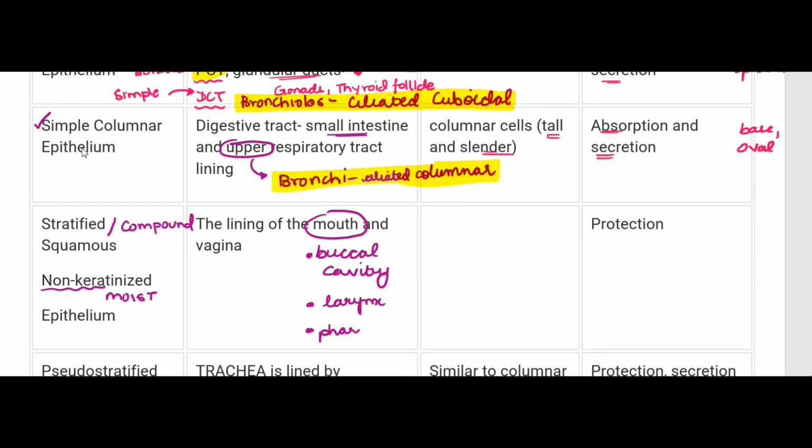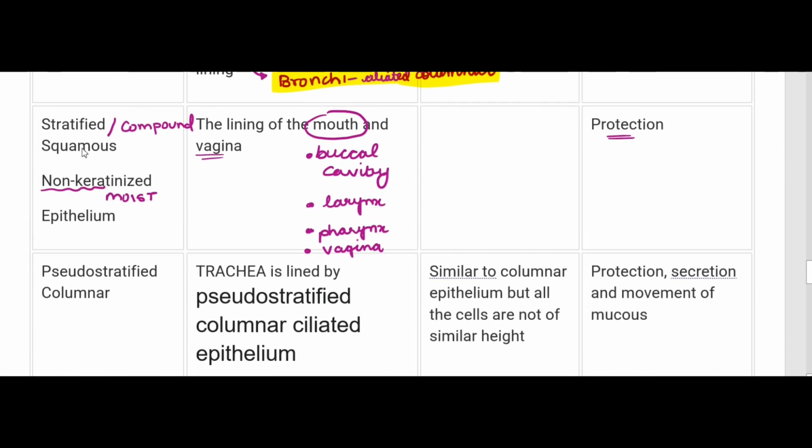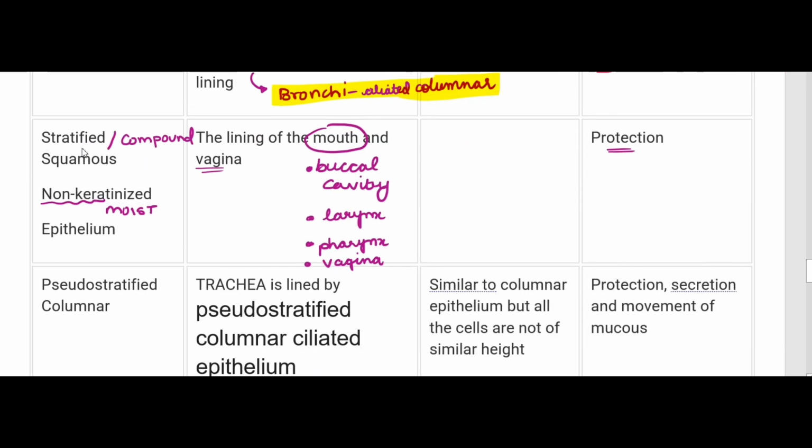Okay, it serves for protection. Next type of cells is pseudo-stratified columnar cells. So pseudo-stratified means what? Pseudo means false, stratified means many layered. So false many layered. So what do we mean by this? It is actually single layered but appears as multi layered because of the placement of the cells.